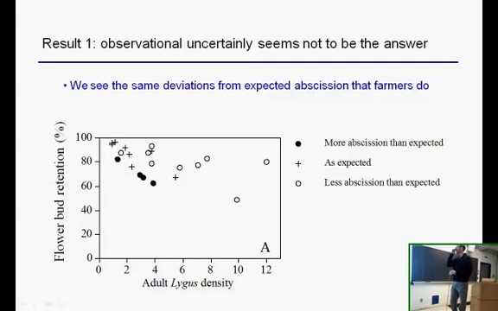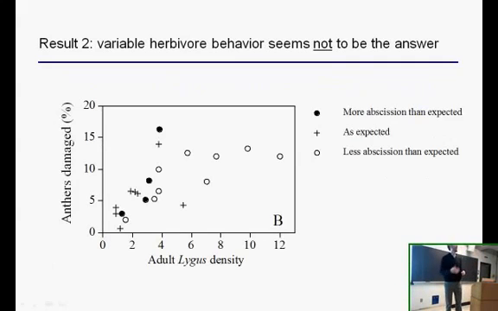The second inference that we got was that it also did not seem like variable herbivore behavior was the key issue. So here I'm plotting adult Lygus density versus the number of anthers that are damaged. This is a direct measure of feeding damage. And you can see that there's a positive relationship here. It's noisy, but positive. But the different categories of fields are all scrambled up together. So there's no field type effect here at all. So there's no suggestion then that the strangely high excision fields were due to those fields responding with more excision to a given level of damage. So the Lygus are doing just what they're supposed to be doing.